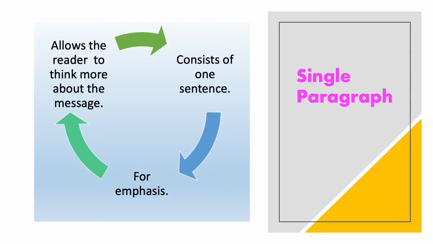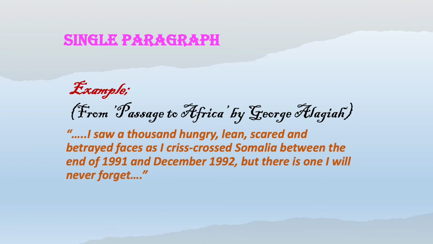A single paragraph means a one-sentence paragraph. Authors use single paragraphs in order to allow the reader to think more about the message conveyed. Most probably, this is used for emphasis, to give some food for thought. One example for a single paragraph is the opening paragraph in Passage to Africa by George Alagiah.